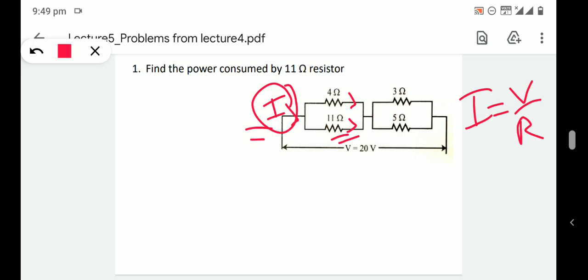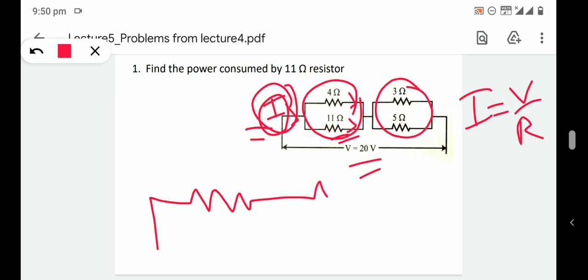Then next is how we can use the voltage division rule. Here, if we are using voltage division rule, no need to find out the current flowing through this circuit. We have been given 20 volt as the voltage across the whole resistance combination. Then we can find out the equivalent resistance of this combination first and the equivalent resistance of this combination, so that we can convert this circuit like this.